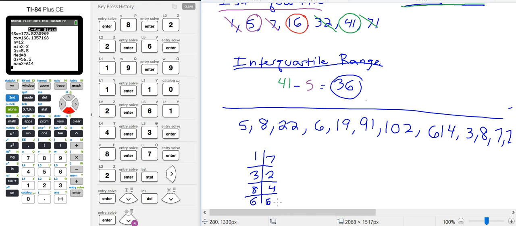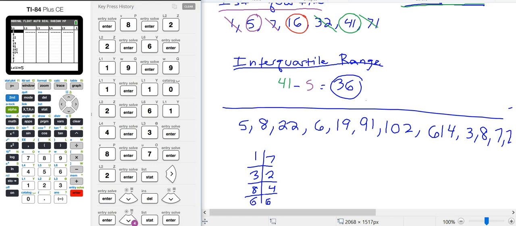Either you could write out 1, 1, 1, 1, 1, 1, 1, 3, 3, 8, 8, 8, 8, and then you write out 6 times. And then you could find the median, the first quartile, third quartile, and interquartile range. Or you could go into your calculator, stat, edit, and type in 1, 1, 1, 1, 1, 1, 1, 3, 3, 8, 8, 8, 8. You could type in all this data.